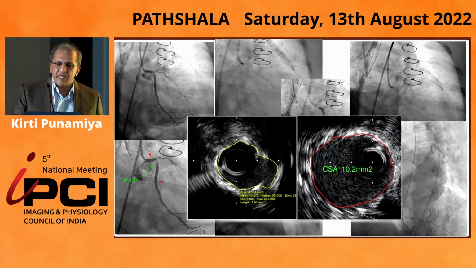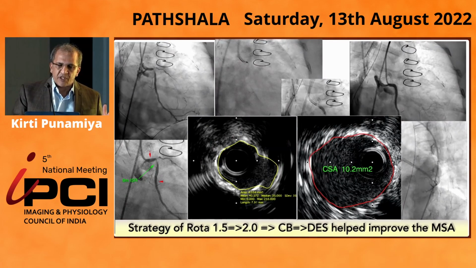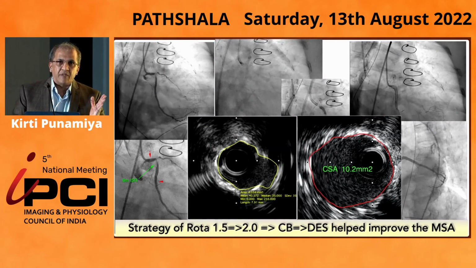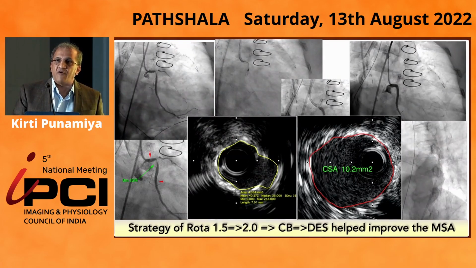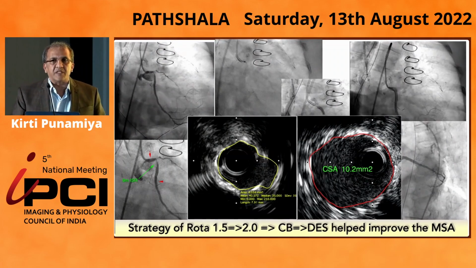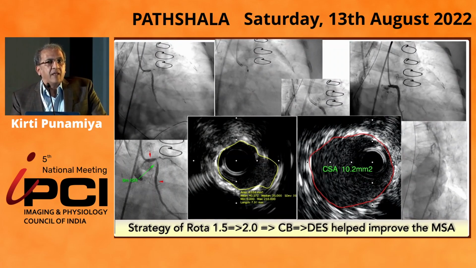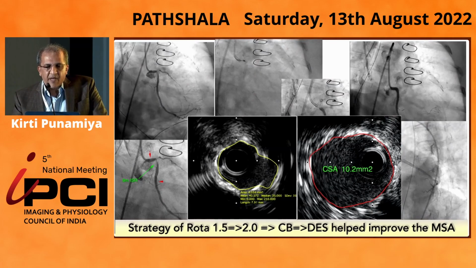So the question is here, we used a rotational atherectomy. We escalated the burr, got a better expansion, shaved off more calcium, and that helped us get the cutting balloon to expand well and a stent to improve our MSA.